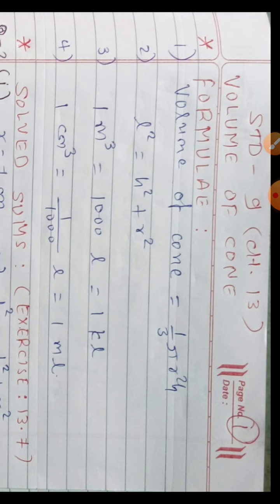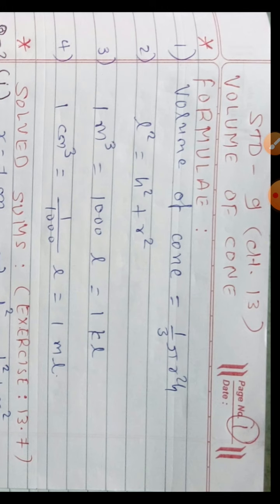Regarding cone, this formula is always used, the Pythagoras formula: l² is equal to h² plus r². The Pythagoras formula is used in cone only. Okay. And another relation we always use when the topic is volume.